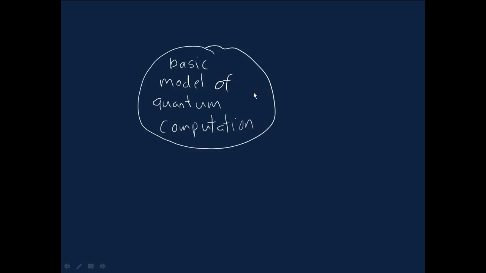And to understand the basic model of quantum computation, the main thing you need to know as background is linear algebra. In some sense, quantum computation, or at least the abstract side of it, is really a type of applied linear algebra. So too is quantum mechanics. I am going to assume that you have some background in linear algebra.